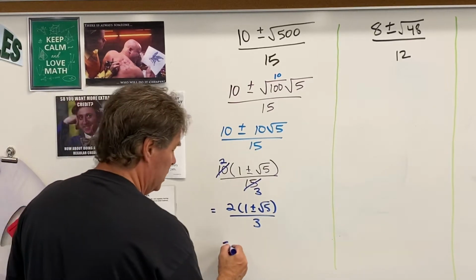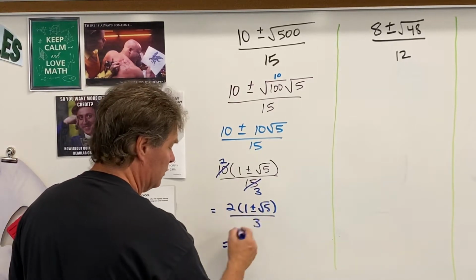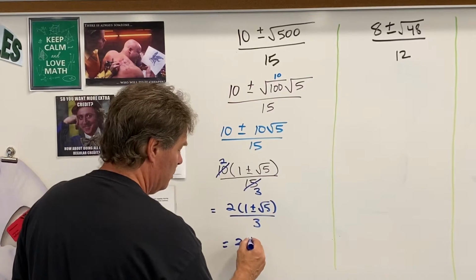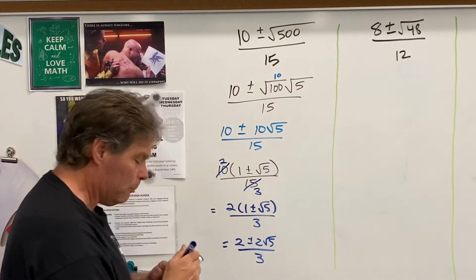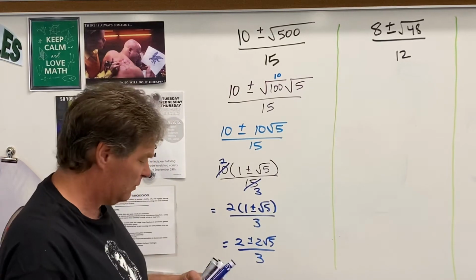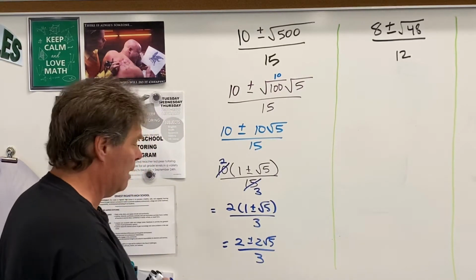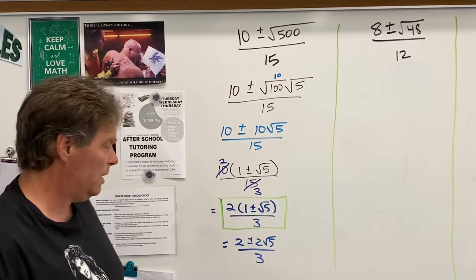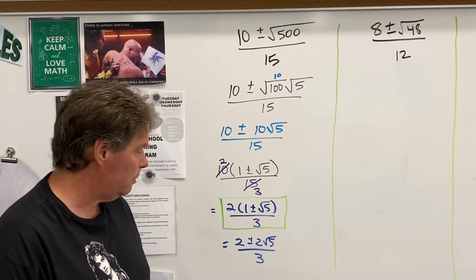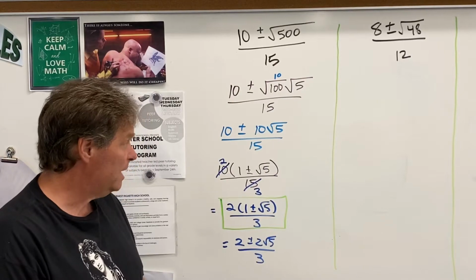Or if you wanted to distribute the 2, since nothing else is going to cancel, you could call it 2 plus or minus 2 root 5 over 3. That would also be correct. Either one of those would be acceptable. Personally, I would leave it like this myself. But if you did that, that certainly would be okay. That would not be a problem. Okay? That's how you simplify.